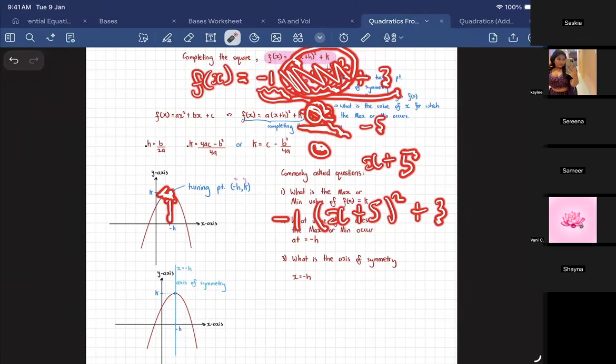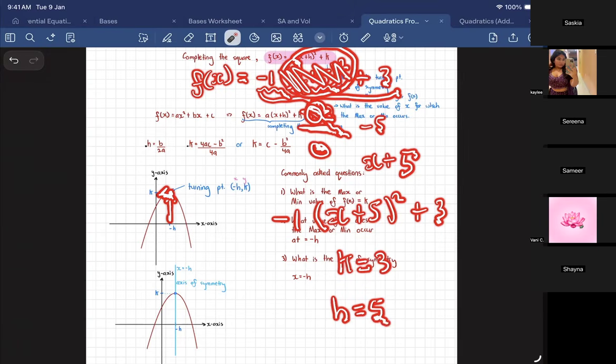K would be 3 and H would be 5. Now, tell me, what value of x is not going to take away from the 3? What value for x would I have to put in to get the maximum value, after what we just discussed? You want to get 0 in the bracket.